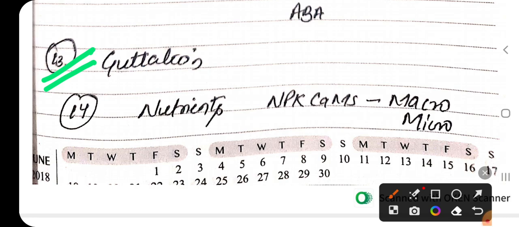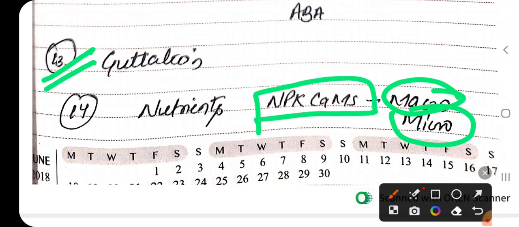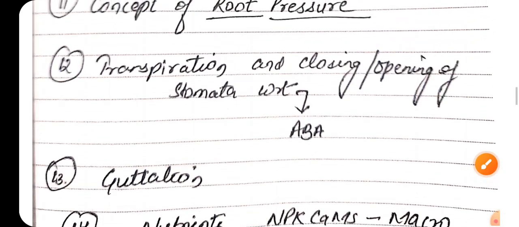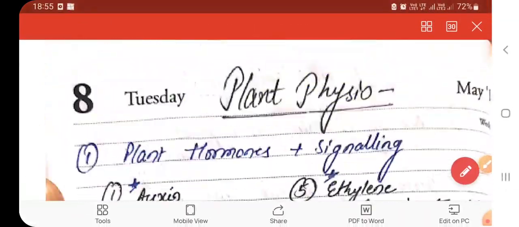Then nutrients, as in macro and micronutrients. If you don't remember macronutrients, then it is NPK, CAMS. You should remember both types of nutrient elements, I would say. And then let's move further. Then I think this much is enough for this part. Then I'll be uploading your match the following things.